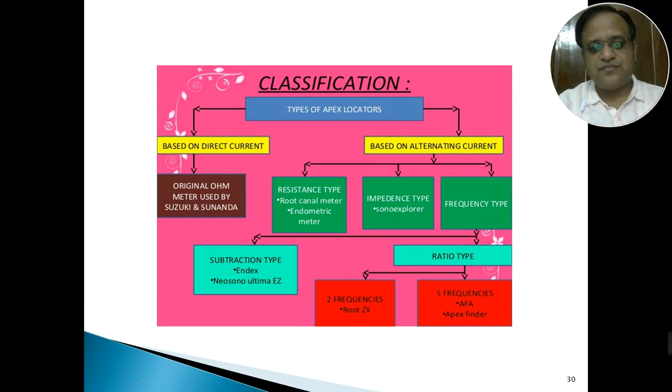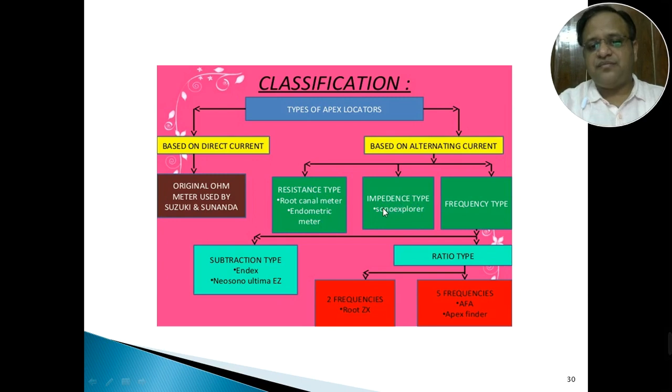Not only resistance based, but they were giving erroneous results due to the presence of fluids like pus or electrolytes within the canal. So next, they used alternating currents and resistance type were made. So root canal meter, Endometric meter were made, and Endometer 2 was also made. Following that, resistance type were also giving some differences due to the pus formation or the electrolyte or saliva that was present. So impedance type were introduced, like Sono Explorer.